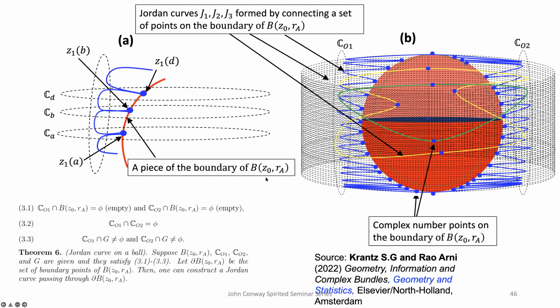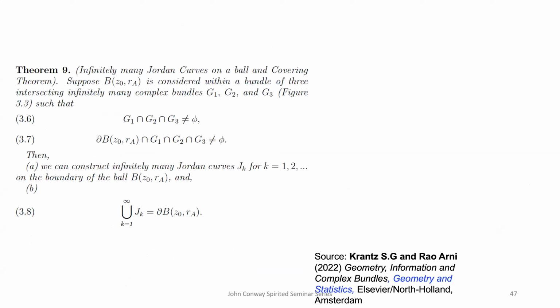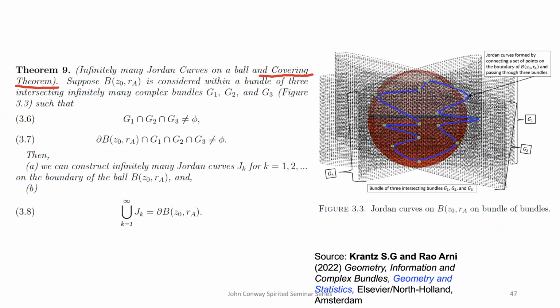Suppose we consider a disk, a ball within the bundle, then one can construct a Jordan curve passing through the boundary of the sphere. That's one theorem. And then we also showed a covering theorem: infinitely many Jordan curves on the ball, such that the union of all the Jordan curves becomes the points on the surface of the sphere. So this is a summary of these 2 slides.